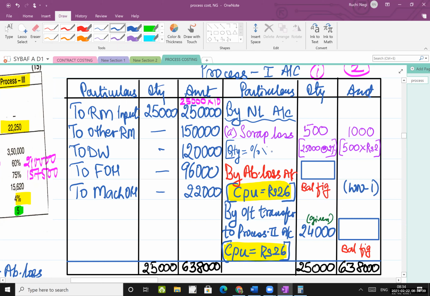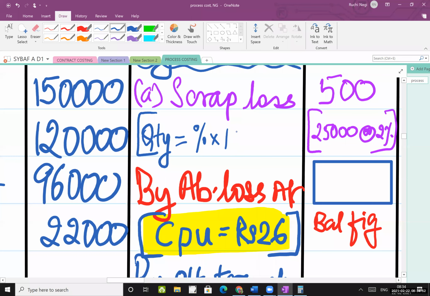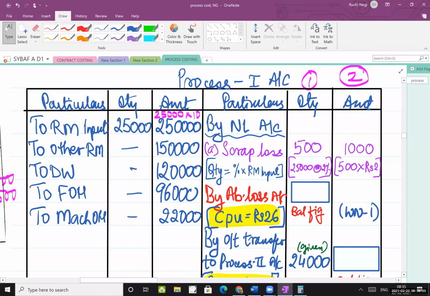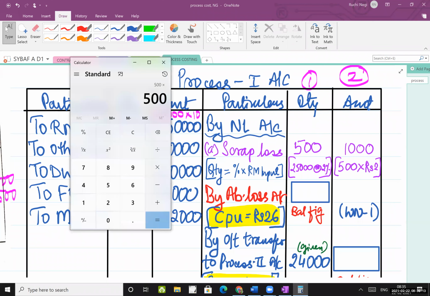Percentage on raw material input. I repeat, percentage on raw material input. Okay. तो raw material input कितना है? 25,000. So 25,000 का 2% is 500 kgs and it is sold for 2 rupees per kg. So 1,000 rupees हो गया scrap value.